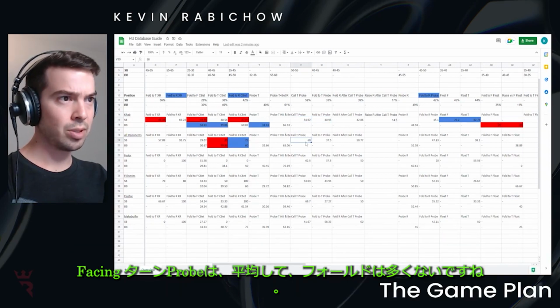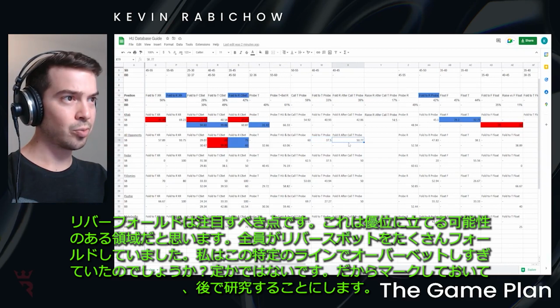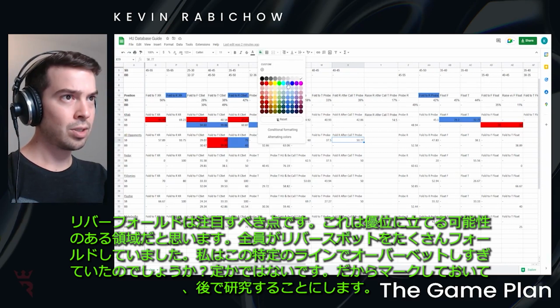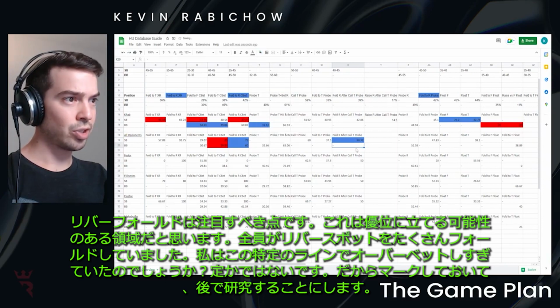Facing turn probe, on average, not a ton of folding until the river. River fold, kind of noteworthy. I think this is a potential area to take advantage. Everyone across the board was folding that river spot kind of a lot. Was I overbetting in this particular line? I'm not sure. This is why I mark it to go in and research that later.